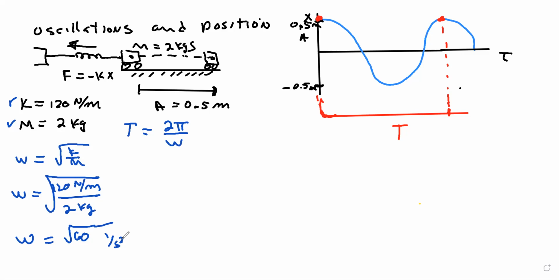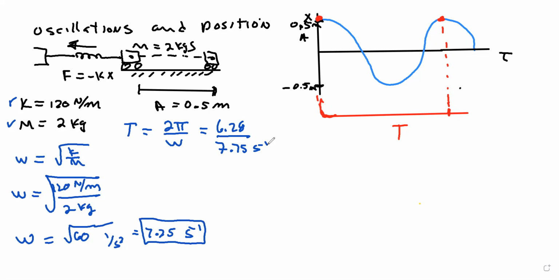So this is going to come out as 7.75 seconds to the minus 1. And this is going to be your angular frequency. So this is going to be equal to 6.28 divided by 7.75 seconds to the minus 1.